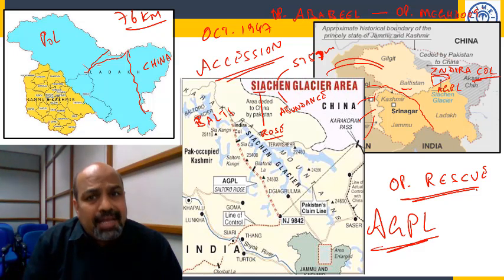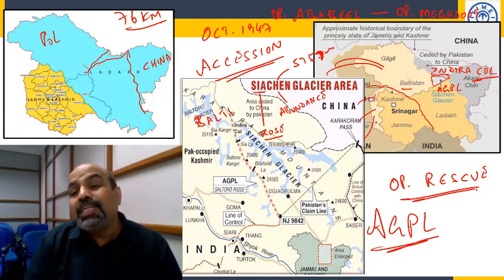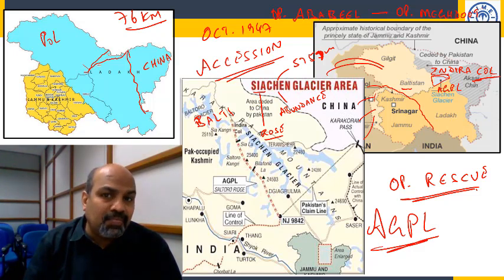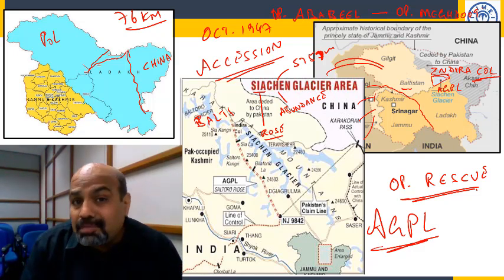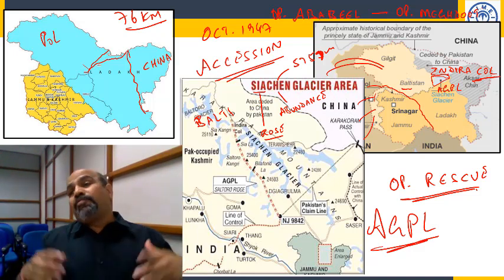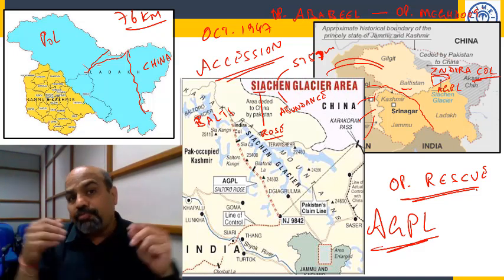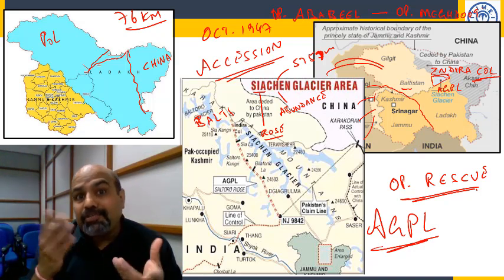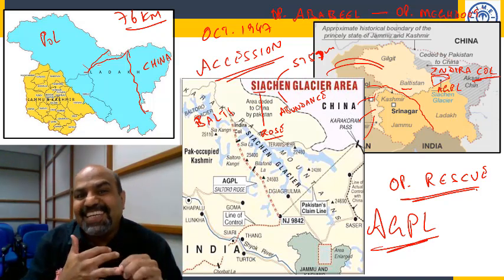Today, India has strategic advantage, and there have been increasing calls for demilitarization of this area. But India does not trust Pakistan. So while the Pakistanis say, okay, we will withdraw our forces, you also withdraw your forces, we are at an advantage. That's why they are saying it.